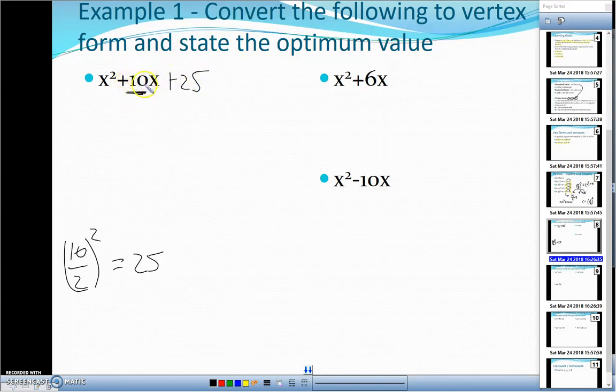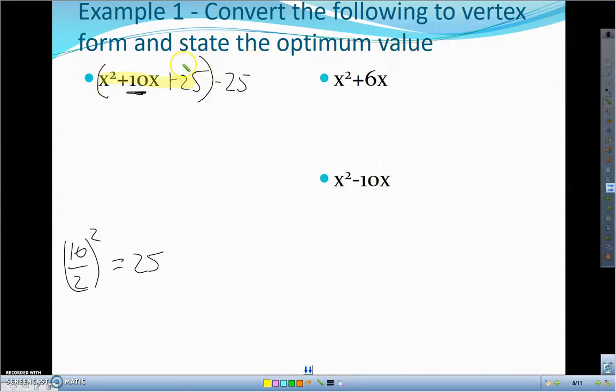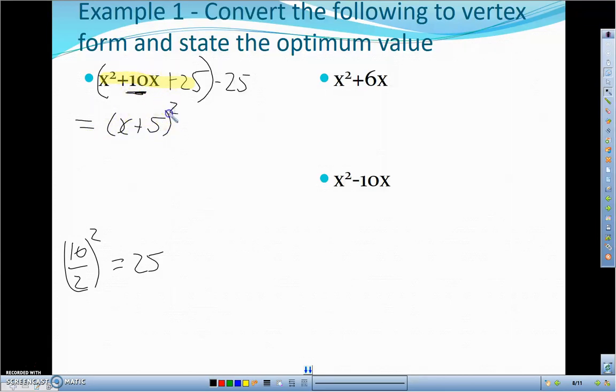But if we added 25 to the end of this thing, it would change it. So we actually have to subtract 25 at the same time. 25 minus 25 is 0, so it's like we did nothing. But here's what we can do. If we put brackets on the outside of these three terms, then you can notice that this right here is actually going to be a perfect square. And that perfect square is going to be half of 10 is 5, x plus 5 squared.